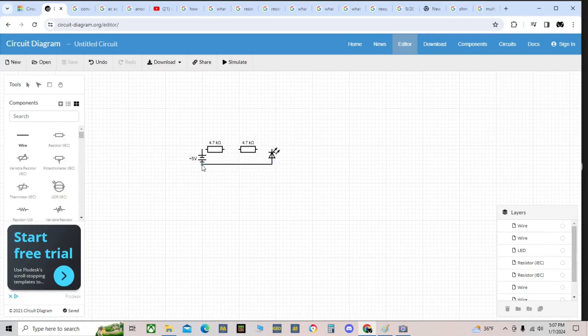This would be my circuit in schematic. I find schematics to be extremely boring. Voltage go.